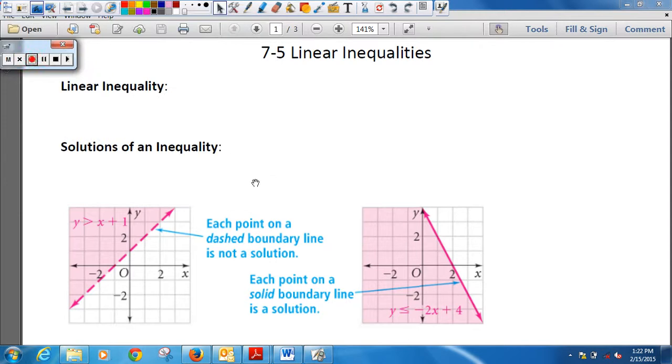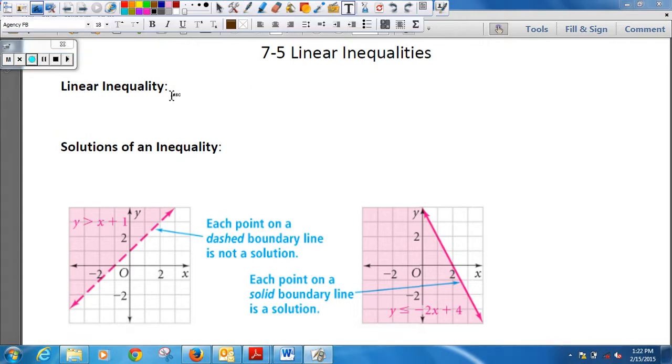Today we will be working with systems still, but now we have inequalities. So there is just a slight difference, and basically it's a sign. Instead of seeing an equal sign, you will see an inequality sign. So a linear inequality describes a region of the coordinate plane that has a boundary line.